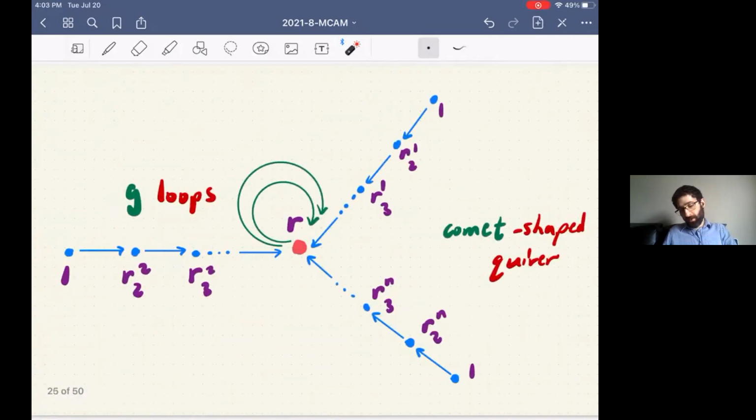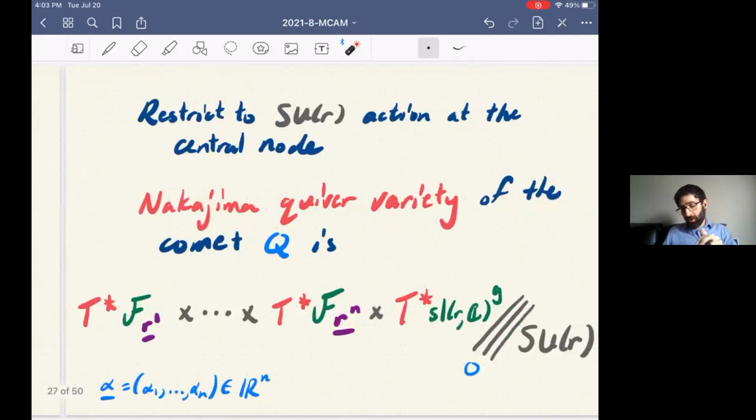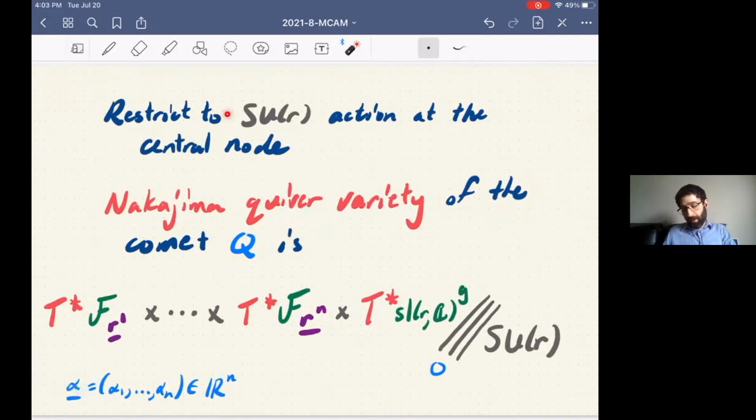that these loops are self maps from R to R. So this is really in GLRC, in the algebra GLRC, but I'm going to actually restrict to an SUR action to make certain things simpler. So they're really in SLRC, and I'm going to double all of those arrows. So this is also going to have a T star here. So I just have a product of these, which I'm now going to mod out by SUR acting at the center, using the complex moment map for that action at 0.